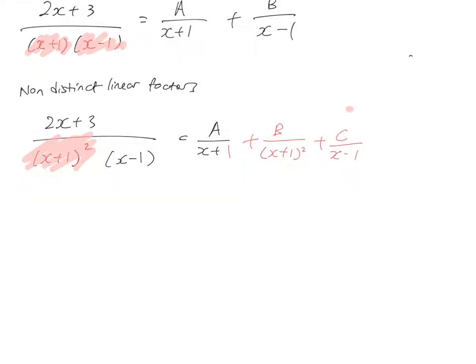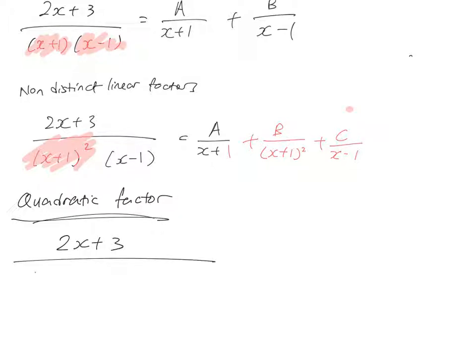Next is what we call a quadratic factor. Quadratic factor really means that your factor is power 2. An example is (2x + 3) over (x squared + 2)(x − 1). You stress that this quadratic factor has to be non-factorizable. If it's factorizable, then it doesn't count. I'll show you later on.